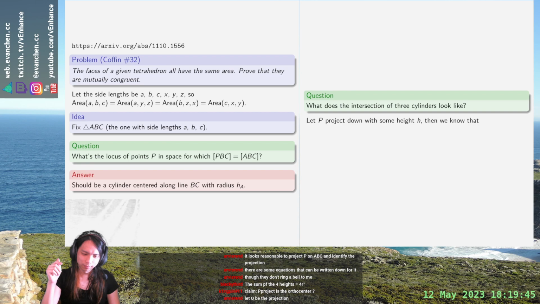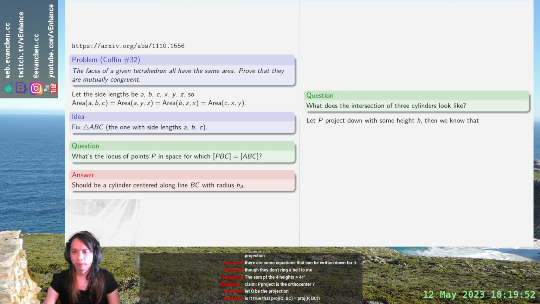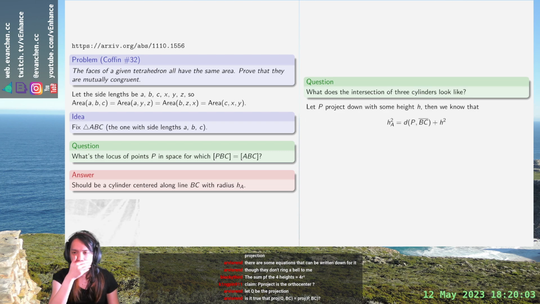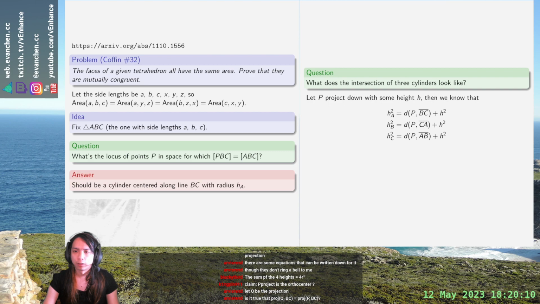What was this? Okay, I said cylinder, right? So h, the height from A squared, should be equal to the distance from P to BC plus some fixed h squared, which we don't care about. If we can get that there's at most one projection, we should be okay. And I think this should just be true, because these three equations are equivalent to saying that ha squared minus hb squared and hb squared minus hc squared, so the left-hand sides are fixed constants.